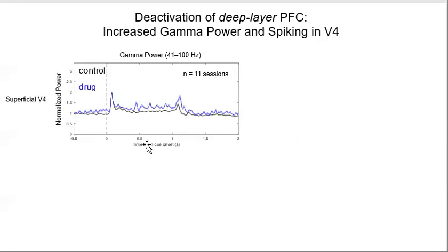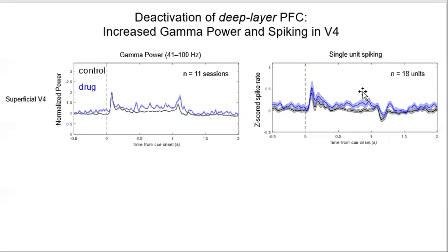Now to quickly show some results, deactivation of deep layer prefrontal cortex, and what is the effect on the distant area V4. On the x-axis, we have time in seconds. This first 1 second is when the cue is present on the screen. And on the y-axis, we have normalized gamma power. Control is in black, and the drug muscimol is in blue. So after injection of muscimol into the deep layer prefrontal cortex, in superficial layer V4, we can see increased gamma power.